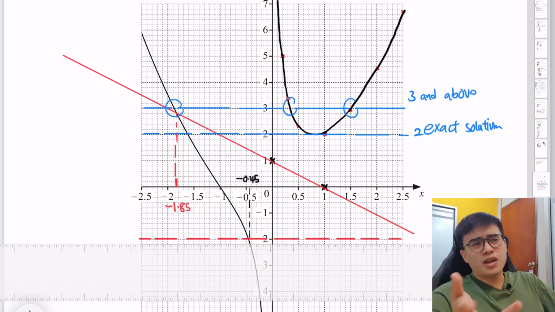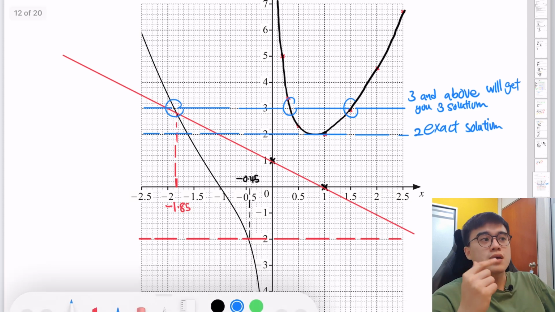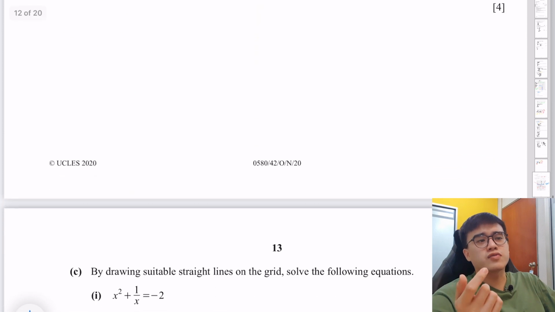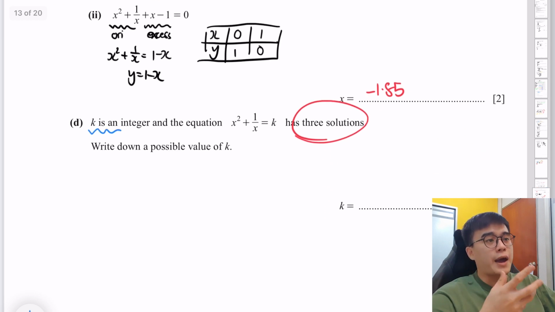So it can be 3, it can be 4, it can be 5, anything as long as it is more than 2. But it still differs based on the graph you have drawn. If your curve, which is your lowest point, is actually lower than 2, then your answer might start from 2. But based on my graph, my answer will be 3 and above.